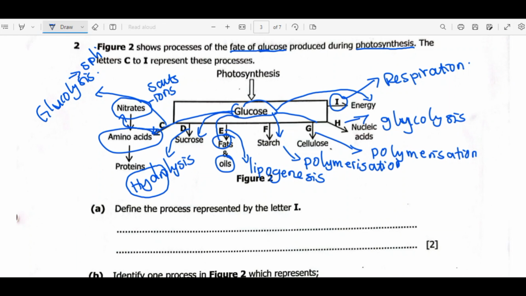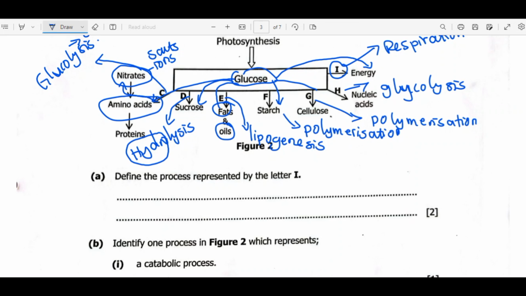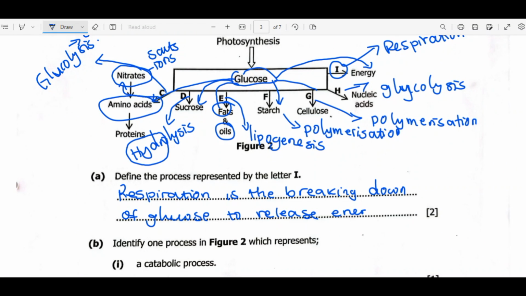Right. Now we can move on to the first question. The first question is: define the process represented by letter I. Letter I is the process by which glucose releases energy. So we'll say respiration is the breaking down of glucose to release energy. The key point for a candidate to answer this question was the releasing of energy. So whenever you have release of energy from glucose, then you are dealing with respiration.